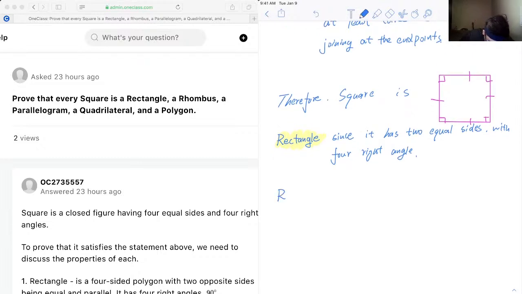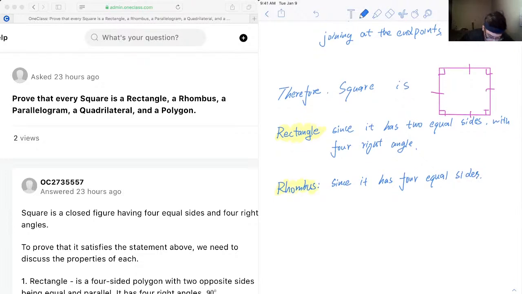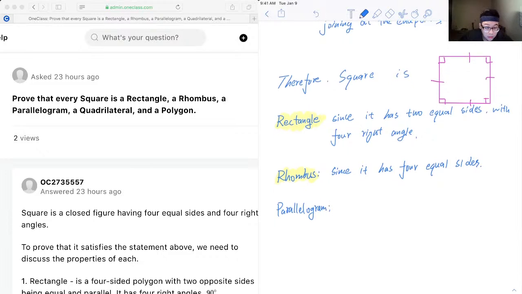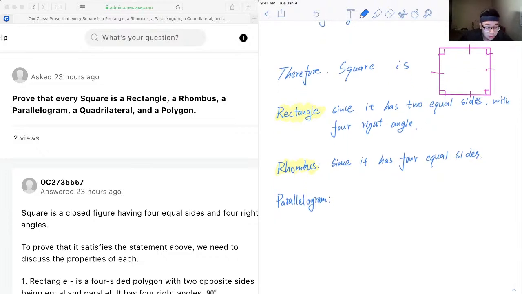Next, a square is also a rhombus since it has four equal sides. And next is parallelogram. A square is also a parallelogram since its opposite sides are parallel.